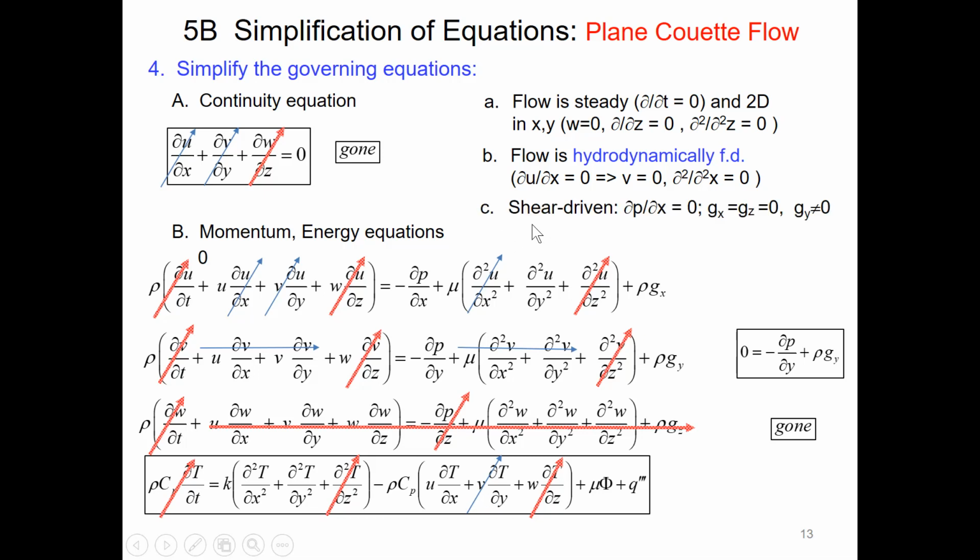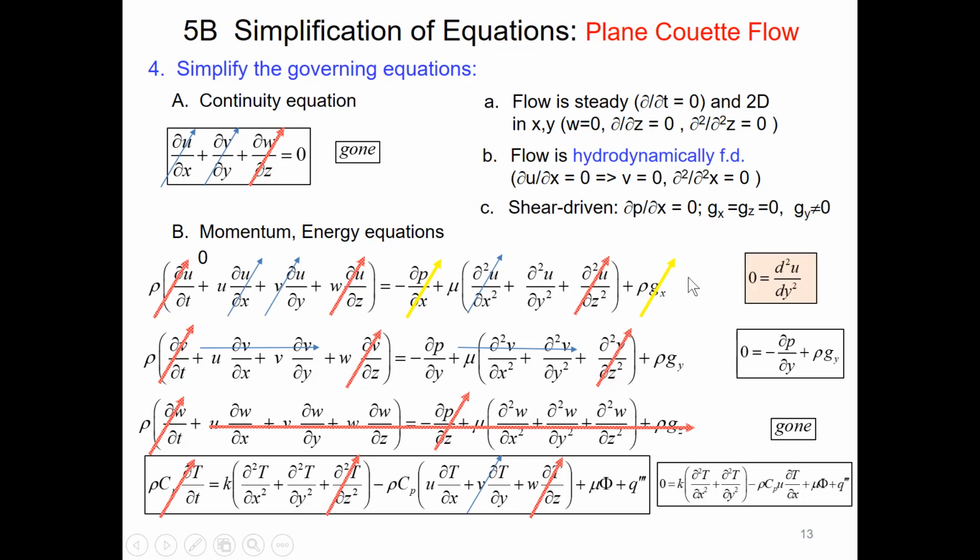C. Shear-driven flow. As a result, there is no pressure change in the x direction. There's no gravity. Finally, the x direction momentum equation becomes a one-term equation, and the energy equation becomes a five-term equation.